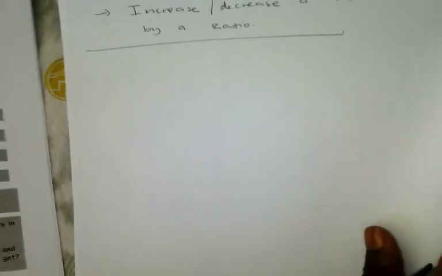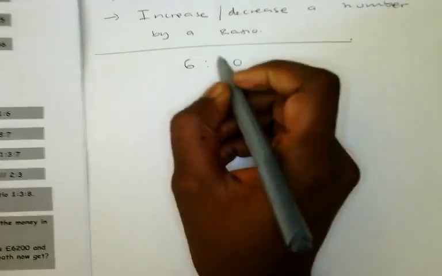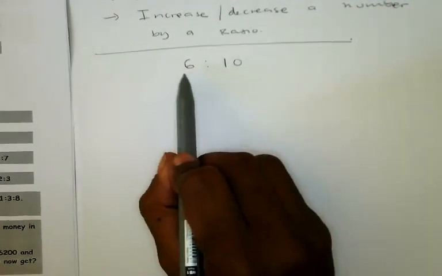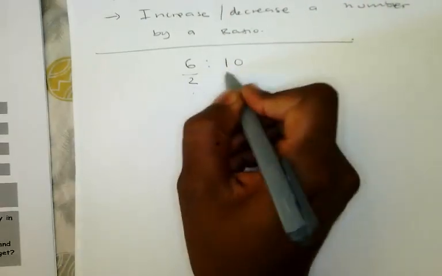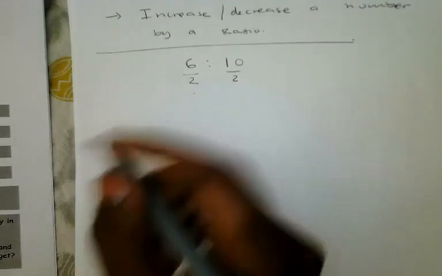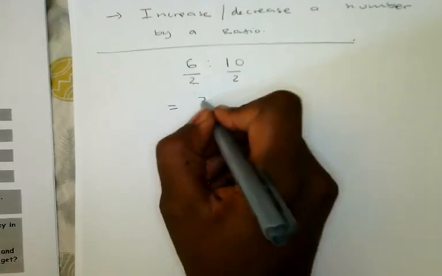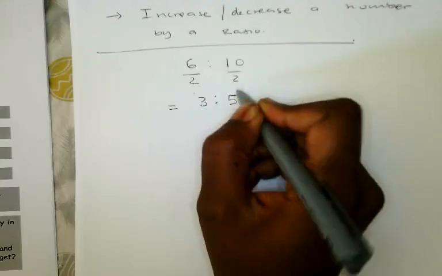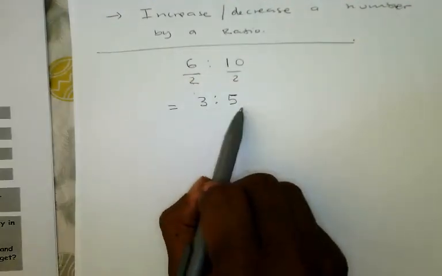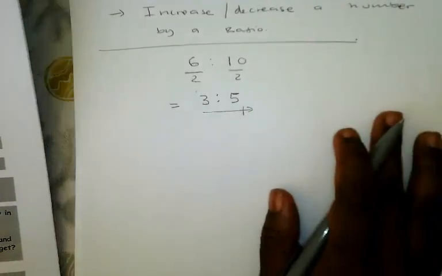So, first one, 6 is to 10. We're going to look for a number that can go into 6 and 10 without a remainder. So what will be that number? 2. Number will be 2. 2 goes into 6 how many times? 3 times. 2 goes into 10 how many times? 5 times. Is there a number that can go into 3 and 5 without a remainder? No. So that's your answer there.